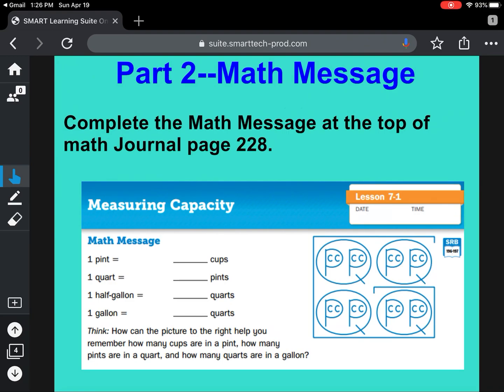Now we're going to move on to the math message part of the lesson. For today's math message, you need to turn to your journal, page 228. You need to complete just the top section that looks like my screen.